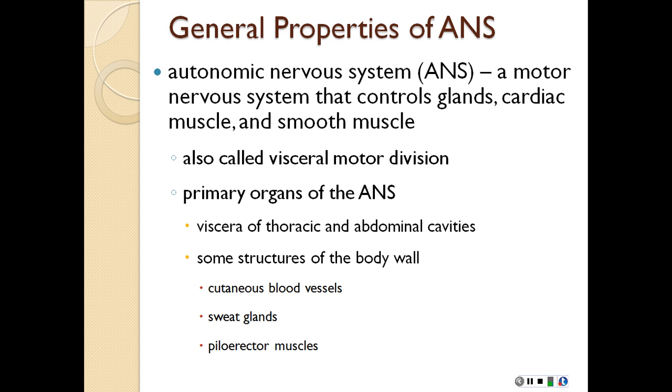Okay, so now we're talking about the involuntary control of these involuntary muscles, cardiac muscle, smooth muscle, those muscles we really don't even know we have, and then our glands as well. And again, this is also called the visceral motor division. And visceral meaning what? So the word visceral means internal organs of the ventral body cavity. Good. Primary organs of the autonomic nervous system are the visceral, thoracic, and abdominal cavities, as well as some structures of the body wall, including the cutaneous blood vessels.